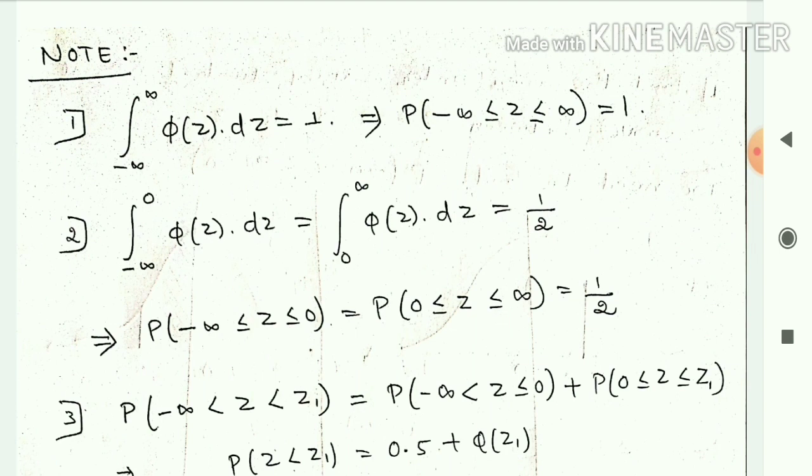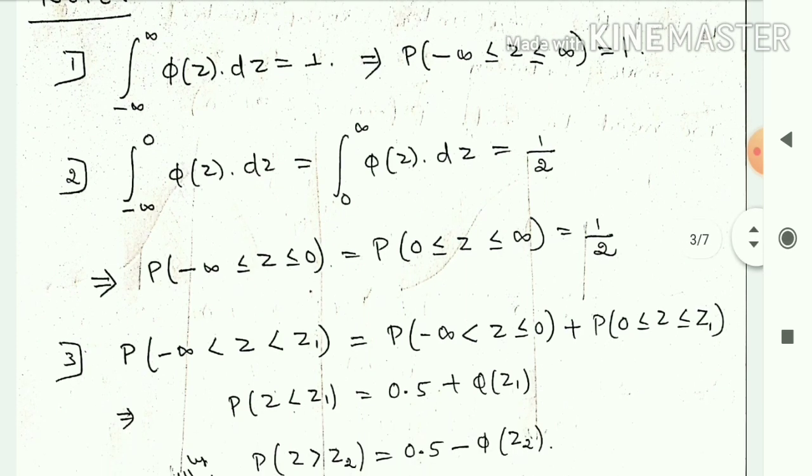Okay, what about the second one? Integration from minus infinity to 0 of phi of z dz. What is the meaning? You remember the graph, they are asking the area from minus infinity to 0, correct? That means exactly half. Since total area is 1, half of the area means 1 by 2. Even 0 to infinity, that means the right hand side. Since it is symmetric, there also the area is 1 by 2. In other words, we can write p of minus infinity to 0 or p of 0 to infinity, the value is 1 by 2. So try to remember this. Total area is 1, exactly 50% is 0.5 or 1 by 2.